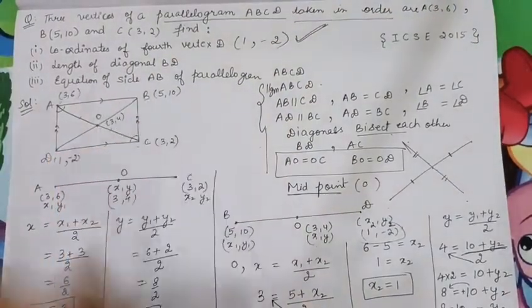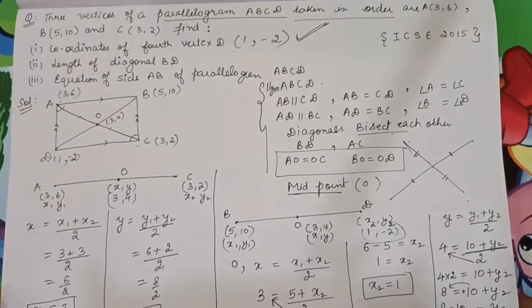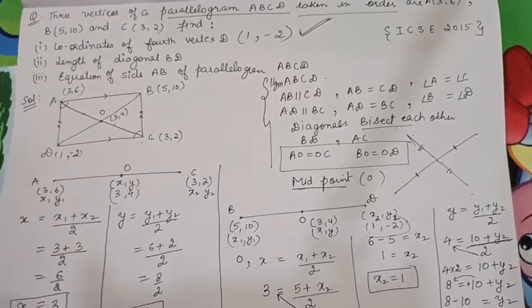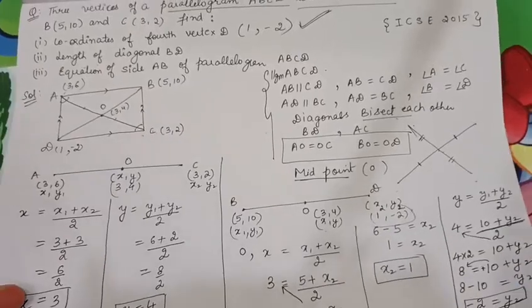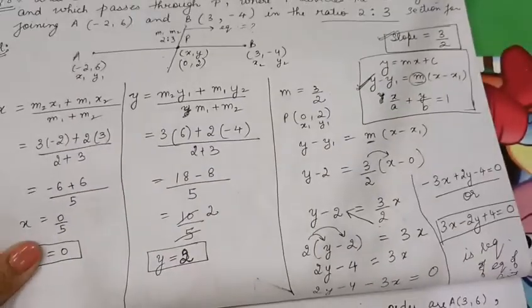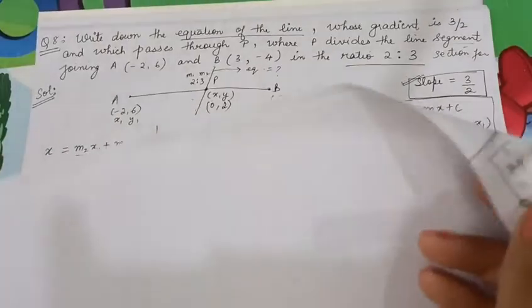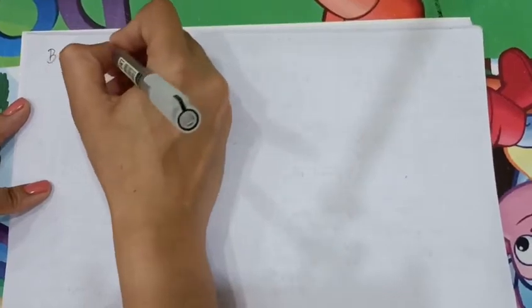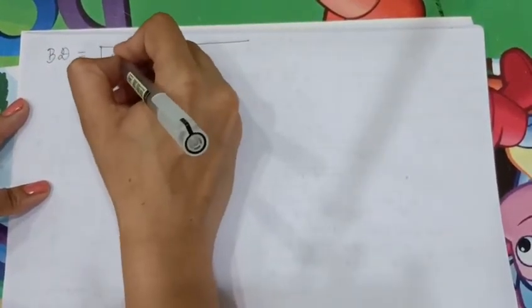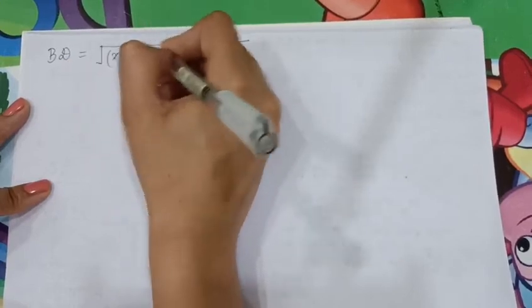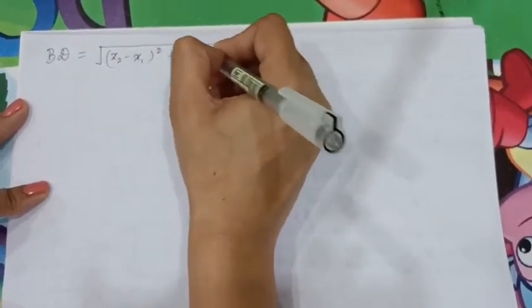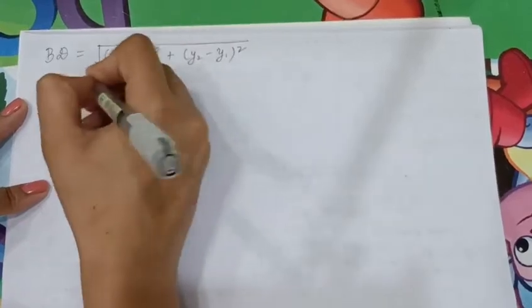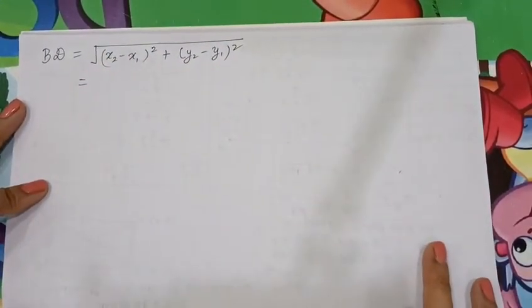Now the length of diagonal BD. Whenever you have to find length in coordinate geometry, which formula will we use? We will always make use of the distance formula. So whenever we have to find length, we will make use of the distance formula. The distance formula I am going to write here. So the length of BD is equal to, using the distance formula, the square root of (x2 minus x1) whole square plus (y2 minus y1) whole square. This formula I have also discussed in the introductory video.